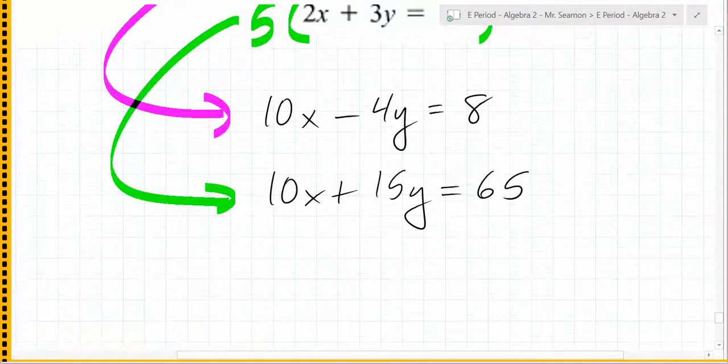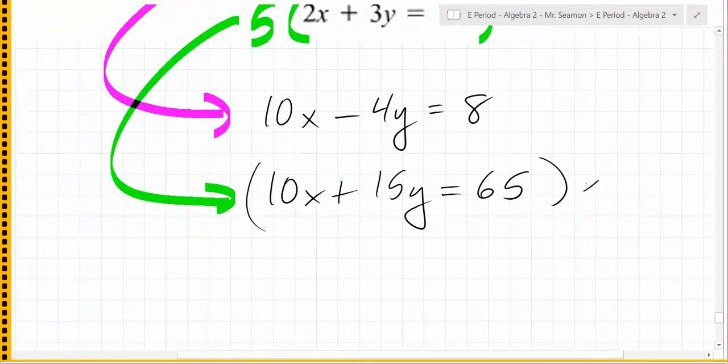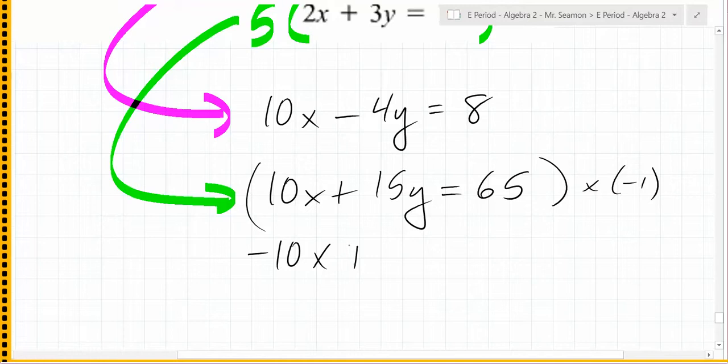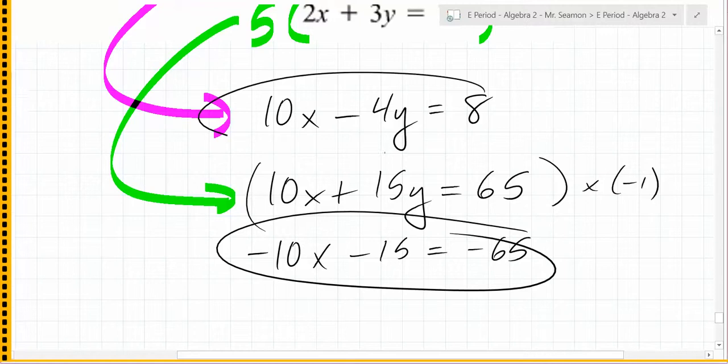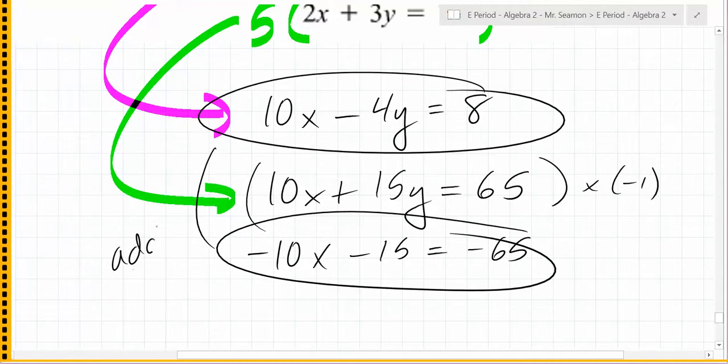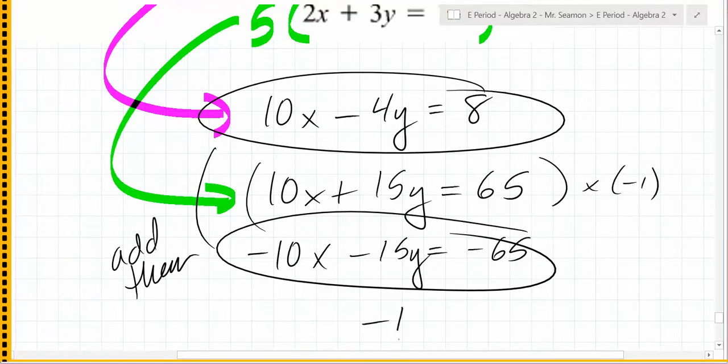Well, what can we do? Multiply by a negative 1. What's it going to become? Negative 10x minus 15y equals negative 65. Now what can we do with these two equations? Add them. What's 10x minus 10x? What's negative 4y minus 15y? Negative 19y.